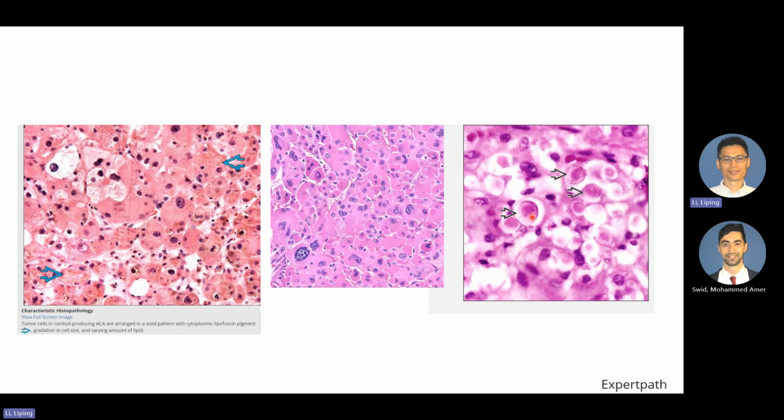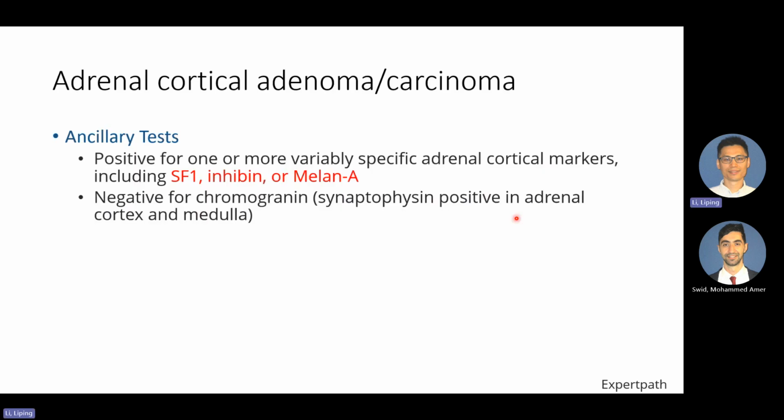So this patient had an aldosterone-secreting adenoma. And then we have this spironolactone body. I think one time a pathologist totally showed us this one. And then immunostaining for the cortical-specific markers: there's SF1, inhibin, or melan-A, and negative for chromogranin. And you need to notice that synaptophysin can stain both the cortex and the medulla.